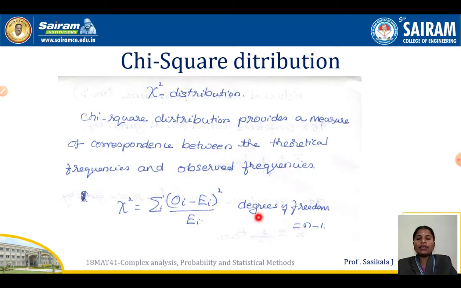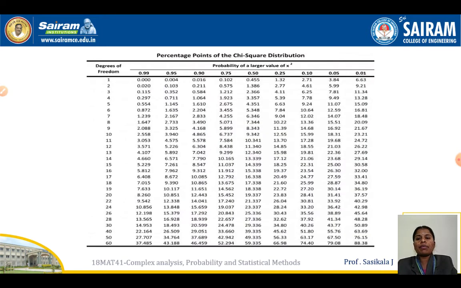So, this is the chi-squared formula, which provides the measure of correspondency. Oi is nothing but the observed frequency. Ei is nothing but the expected frequencies or theoretical frequencies. The formula for chi-square is summation of (Oi minus Ei) the whole square by Ei, where the degrees of freedom is n minus 1. This is a table which you can use for the chi-square distribution value based on your degrees of freedom.